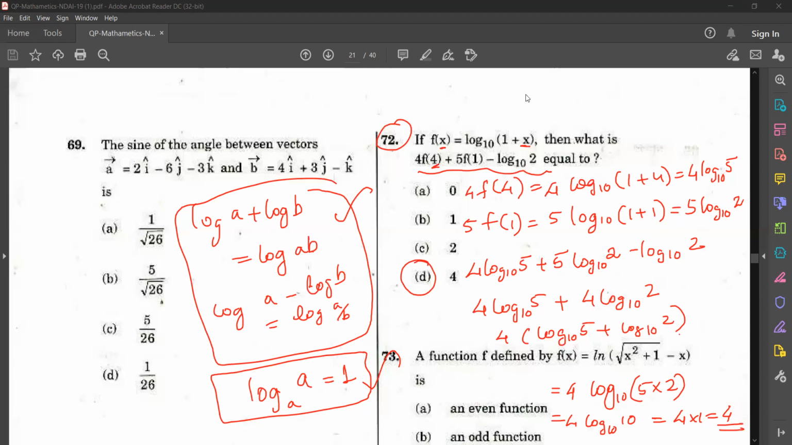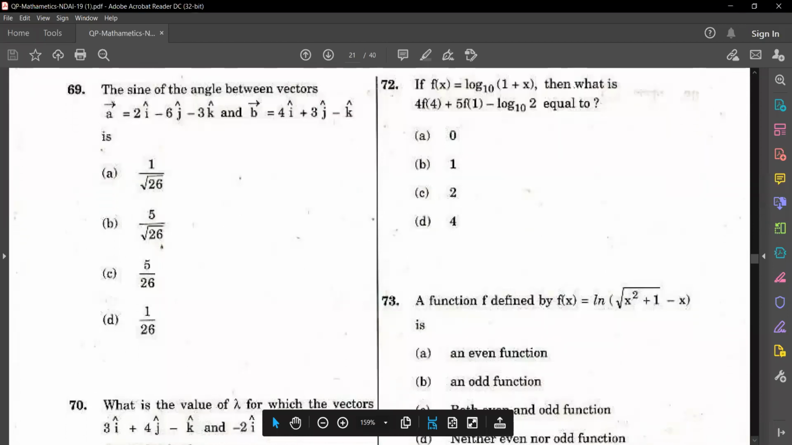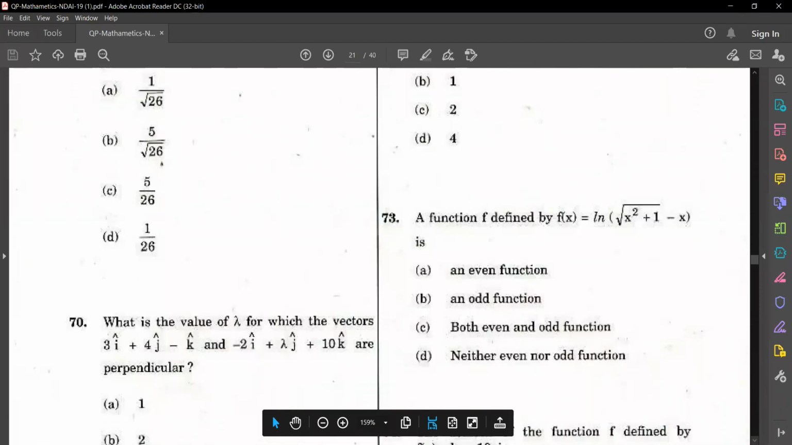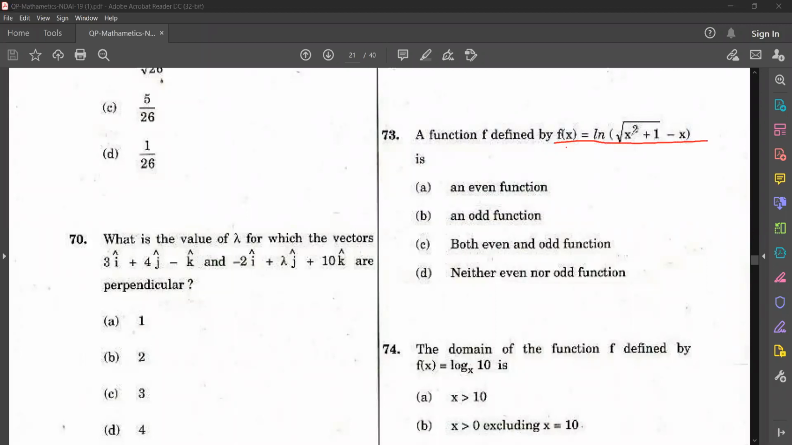Okay, now moving on to the next question. Question number 73. A function f defined by f of x is equal to ln root of x square plus 1 minus x is even function, odd function, both even and odd, neither even nor odd.